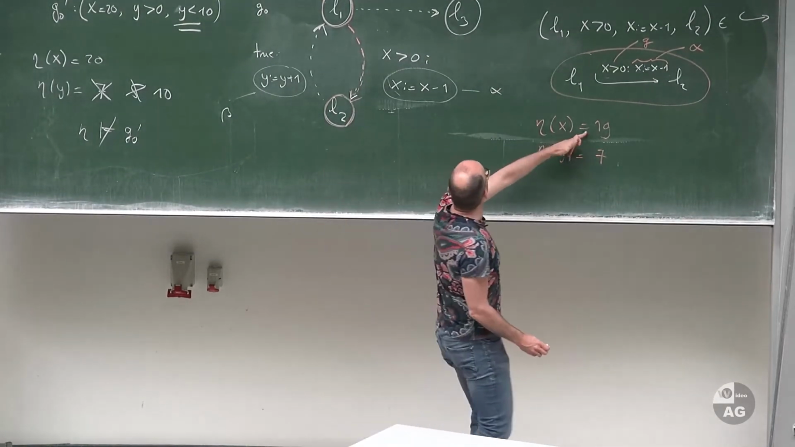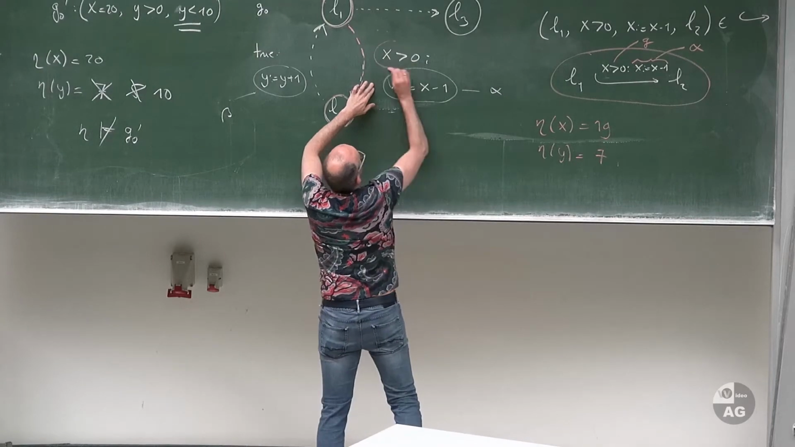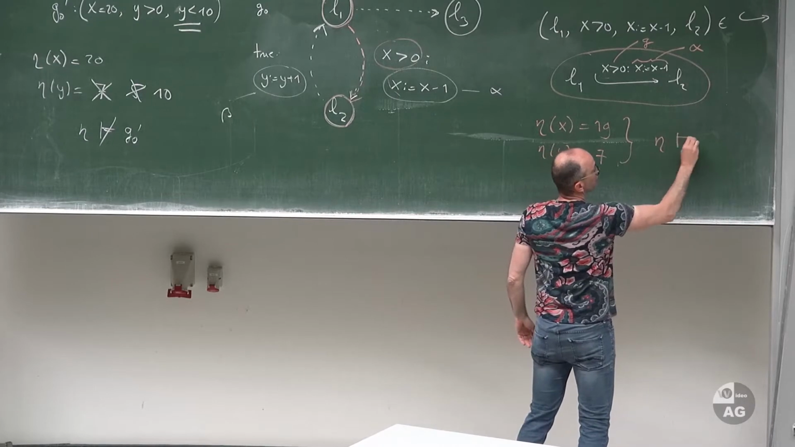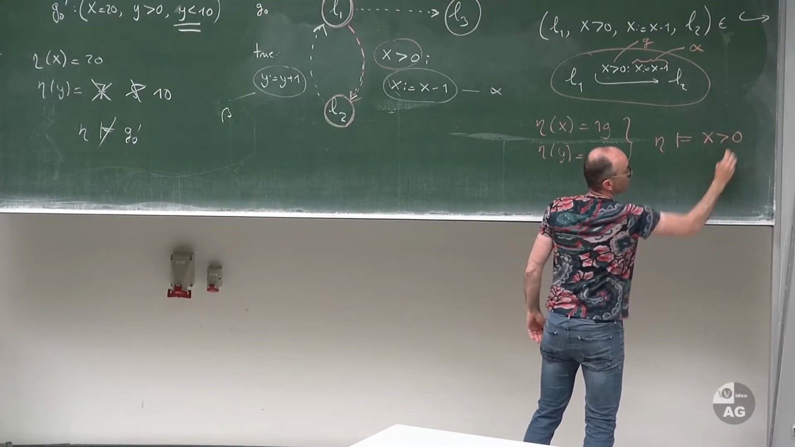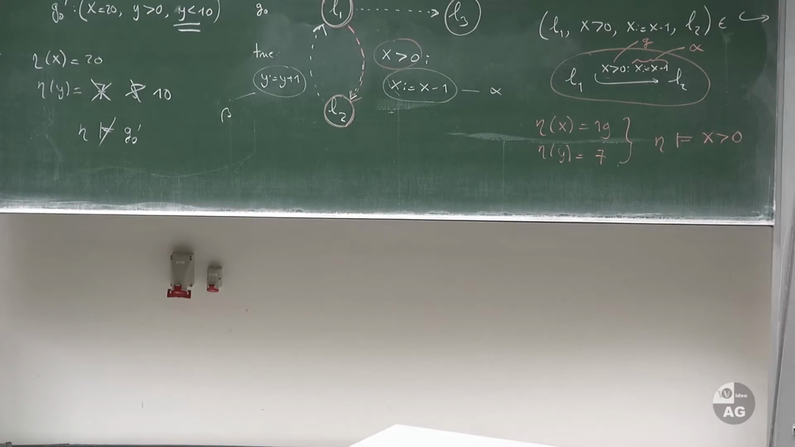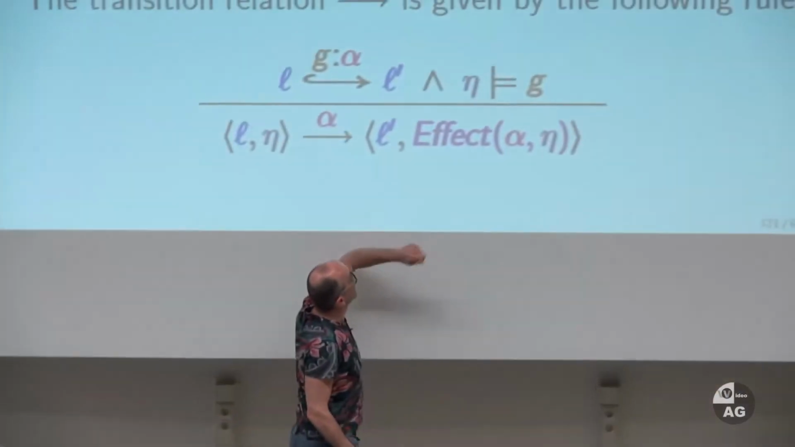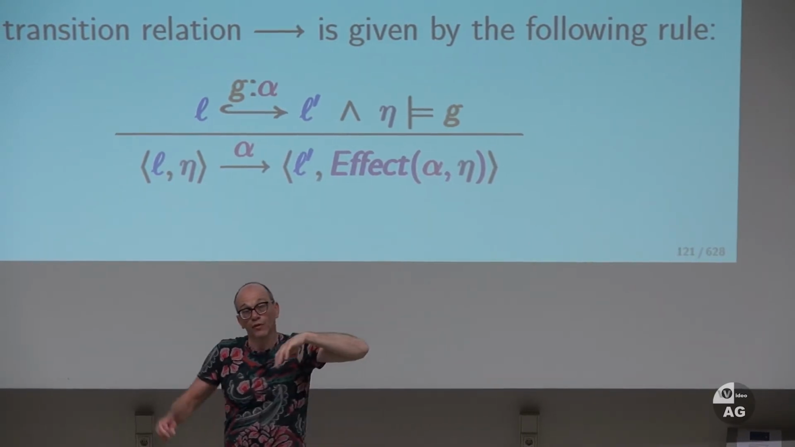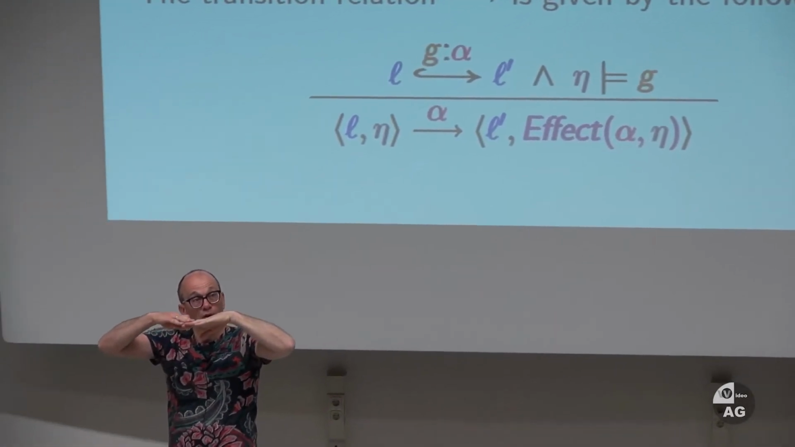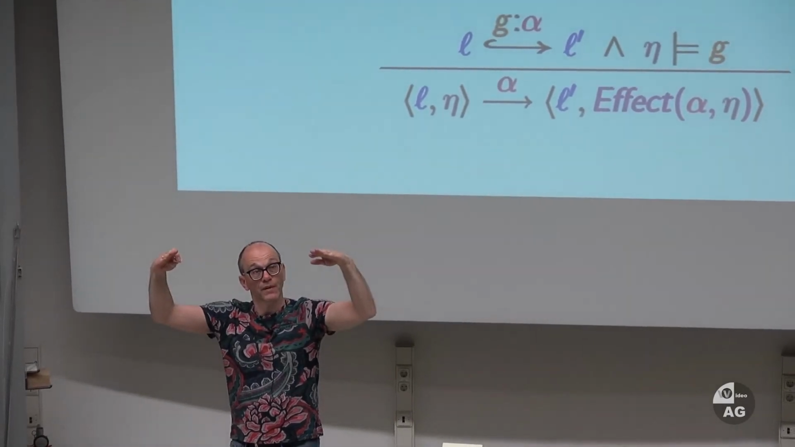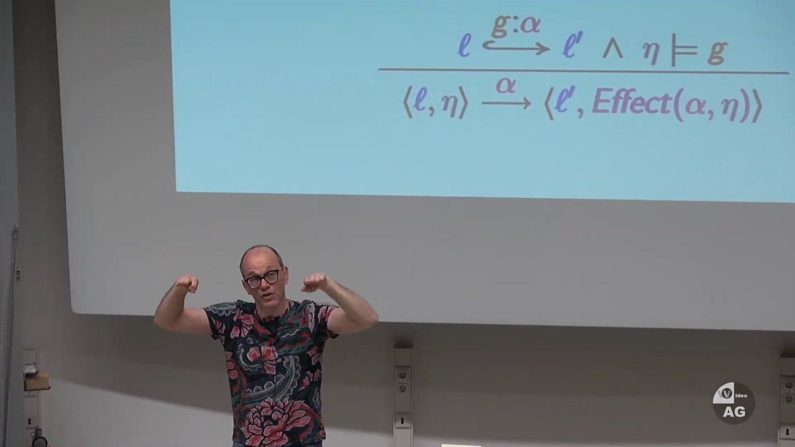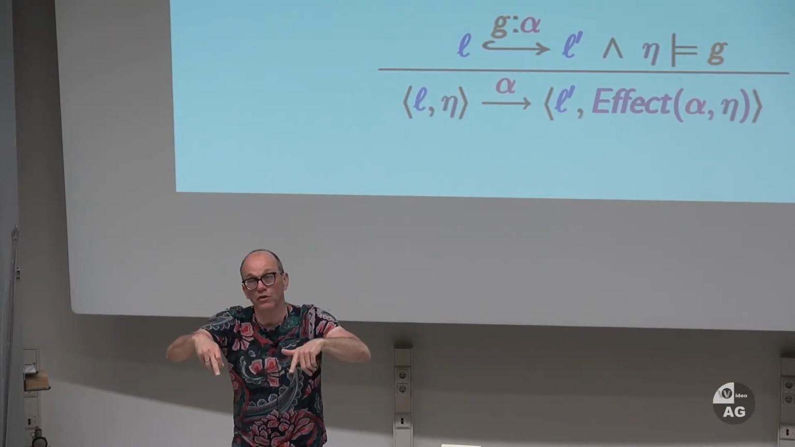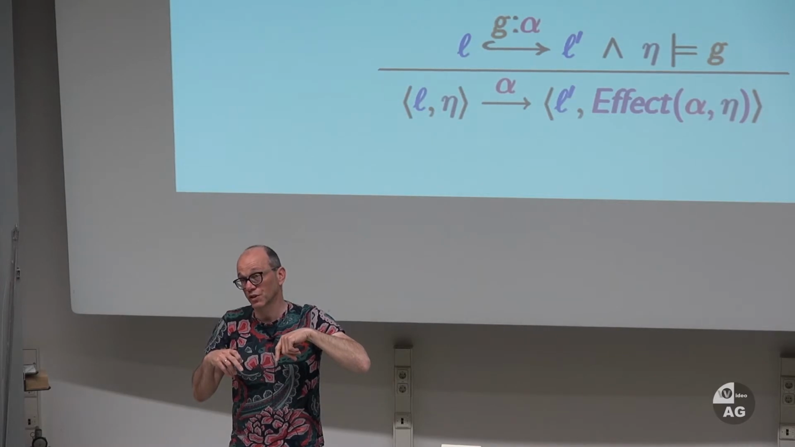Now, first of all, we have to check: does this satisfy the guard? This eta satisfies the guard x larger than 0. That means we have this edge over here, and we have an evaluation satisfying the current guard. So we fulfill the conditions that are written above the straight line. And then you should read this as follows: if this condition above the straight line holds, then the condition below the line holds as well.